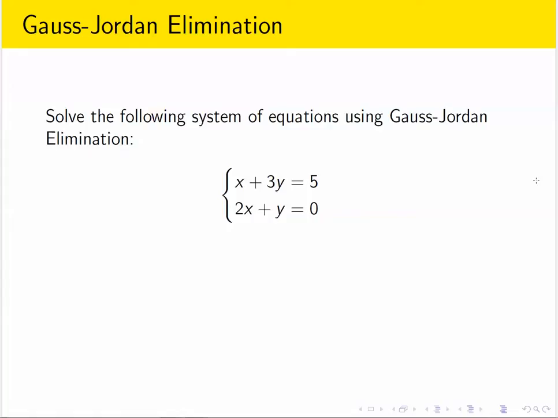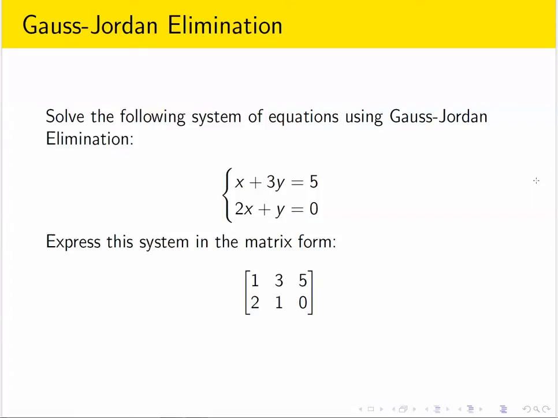Let's do a couple of examples of Gauss-Jordan elimination. Let's start with a system of two equations and two unknowns. The first thing we want to do to apply this approach is to write it in matrix form. That's where we take the coefficients of x and put those in the first column, the coefficients of y in the second column, and the constants on the other side of the equal sign go in the third column.